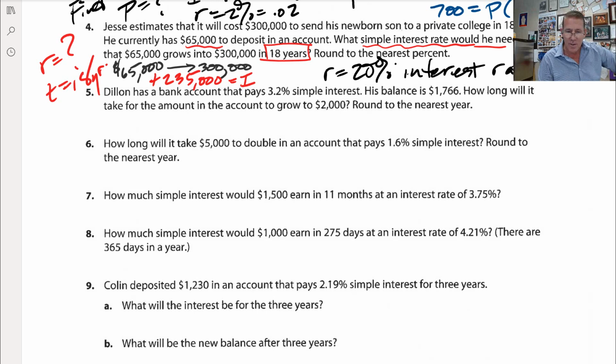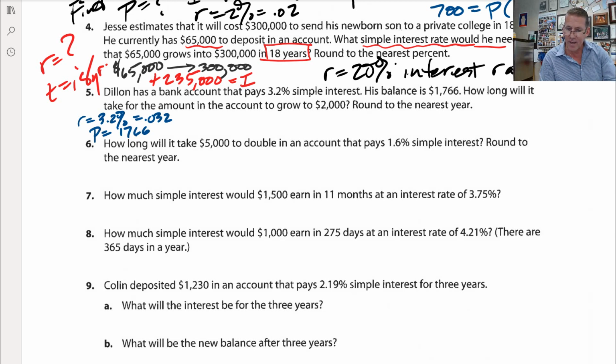All right, let's tackle another one. Dylan, number 5 here. Dylan has a bank account that pays 3.2% in simple interest. So I know that 3.2% is 0.032. So always convert it to decimal first. His balance is $1,766. So that's the principal here, $1,766 right here.